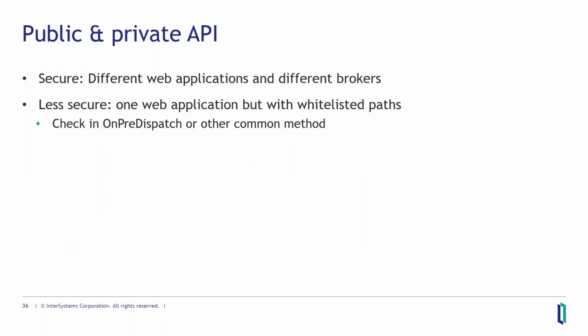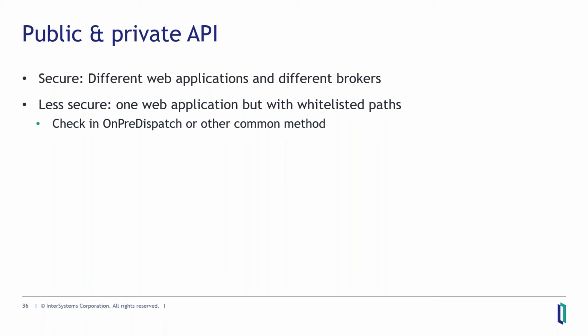And of course, the related question is, we have a public and private API. So how do we work with that? The best solution, the most secure, is different web applications and different brokers. So you have a public API, which is unauthorized access, and you have a private API with authentication we talked about just on the previous slide. And it would work, and it's very secure and definitely the recommended approach.